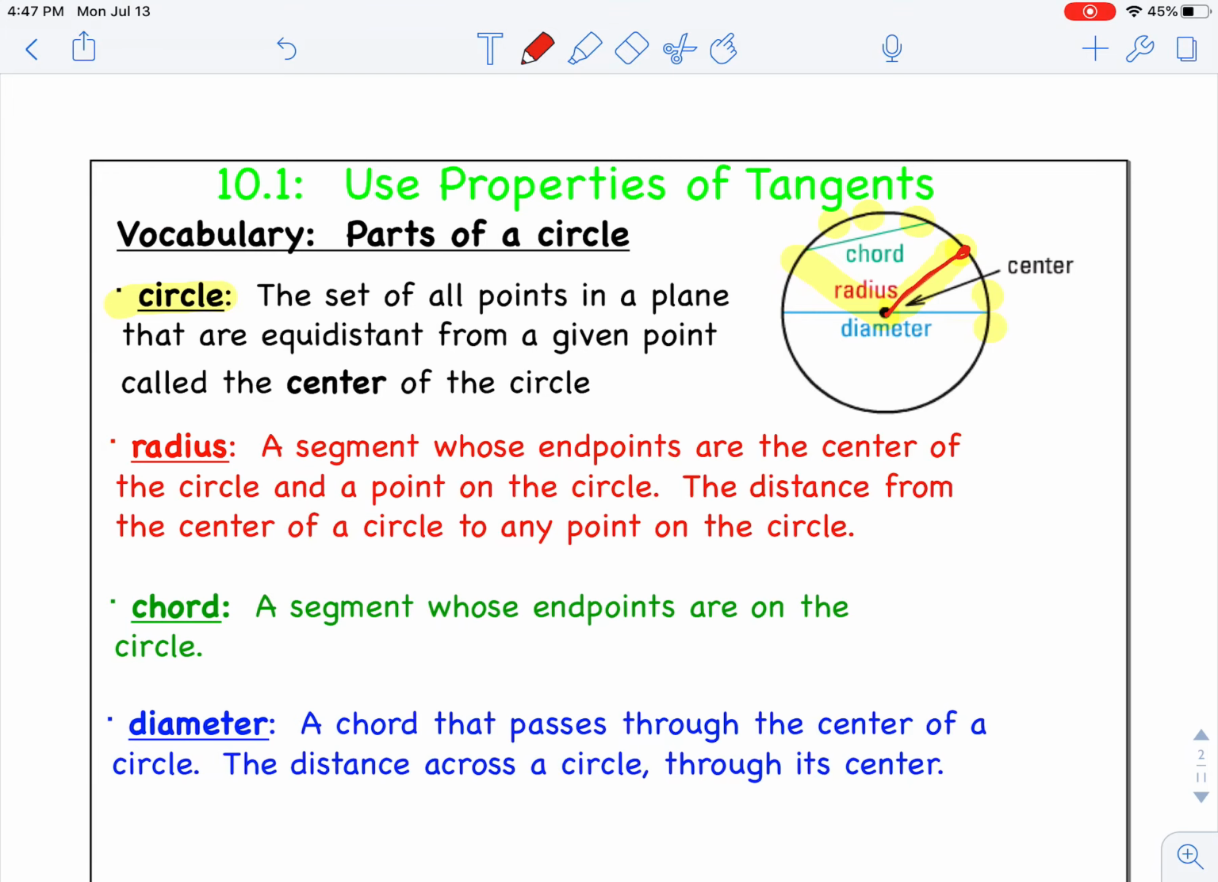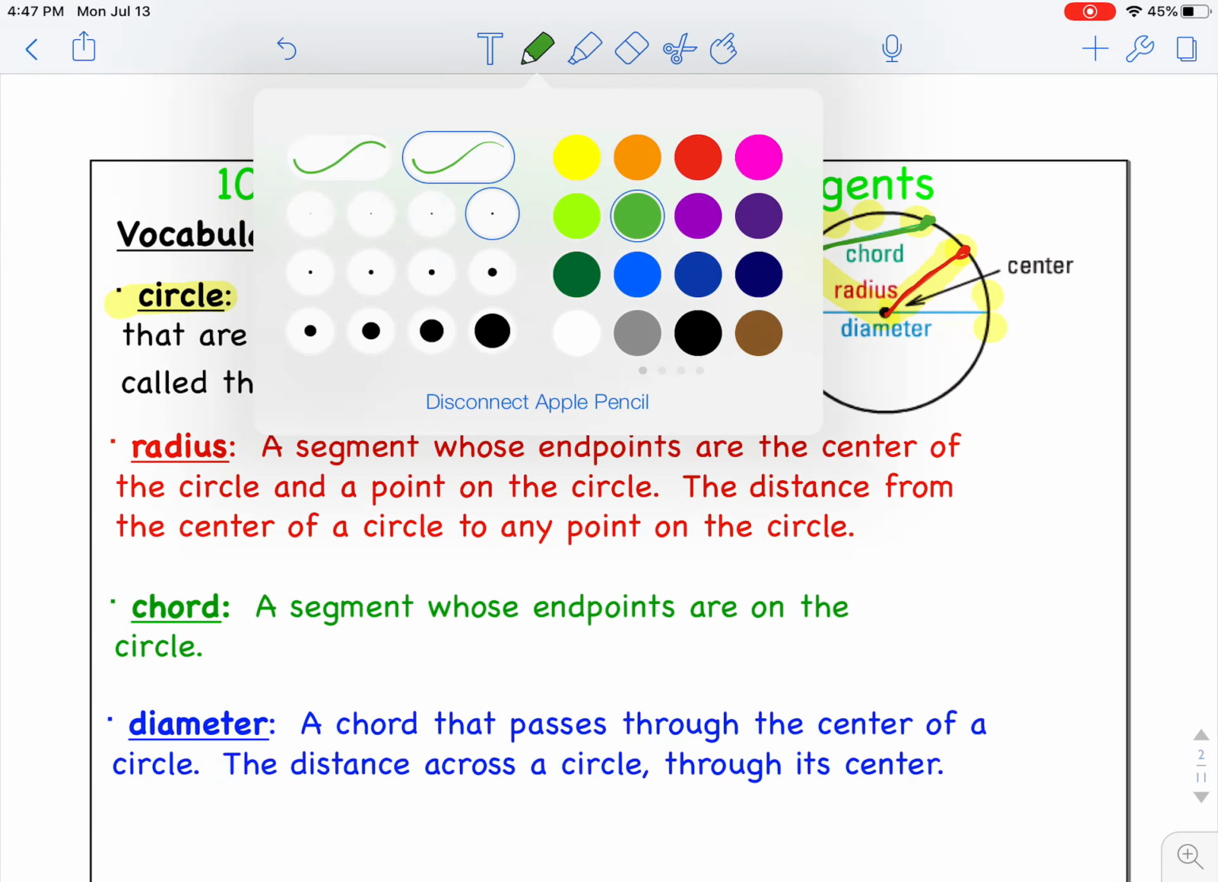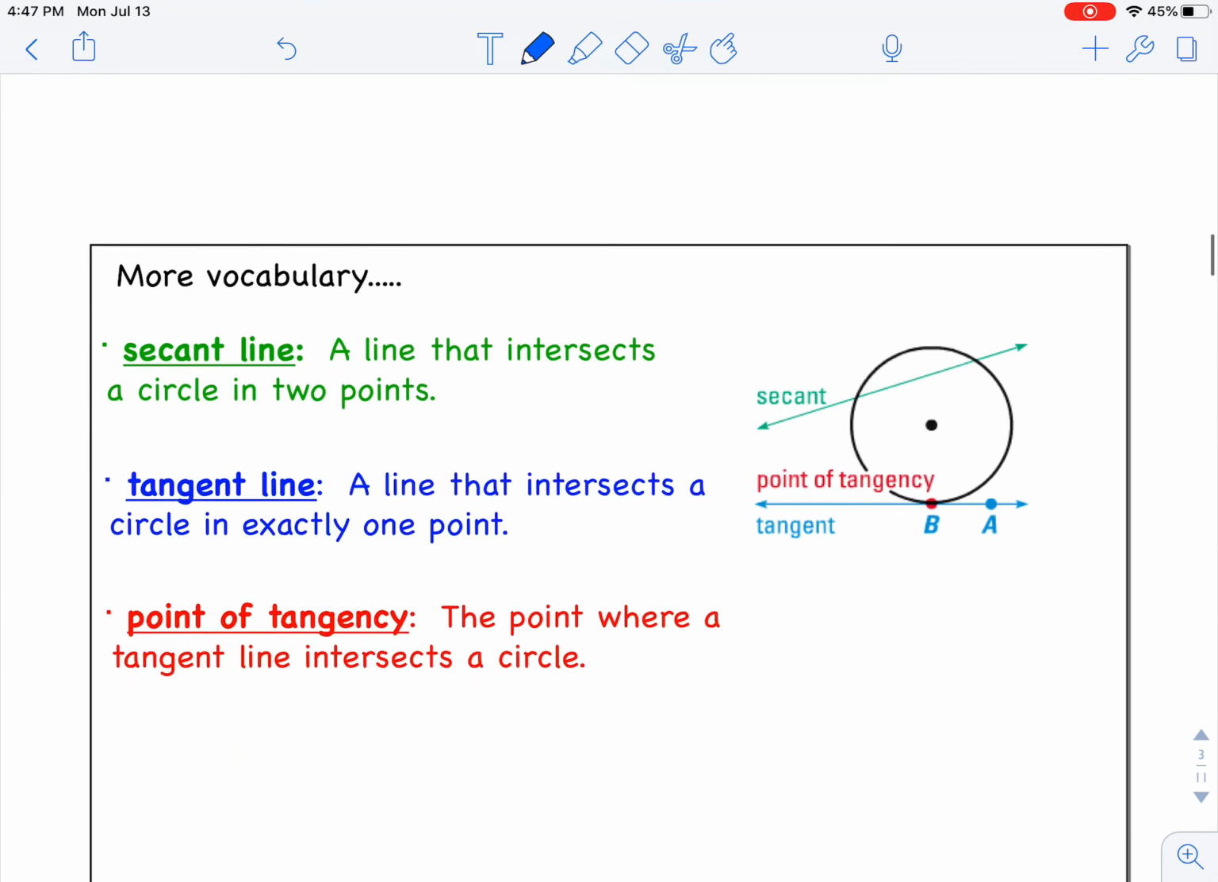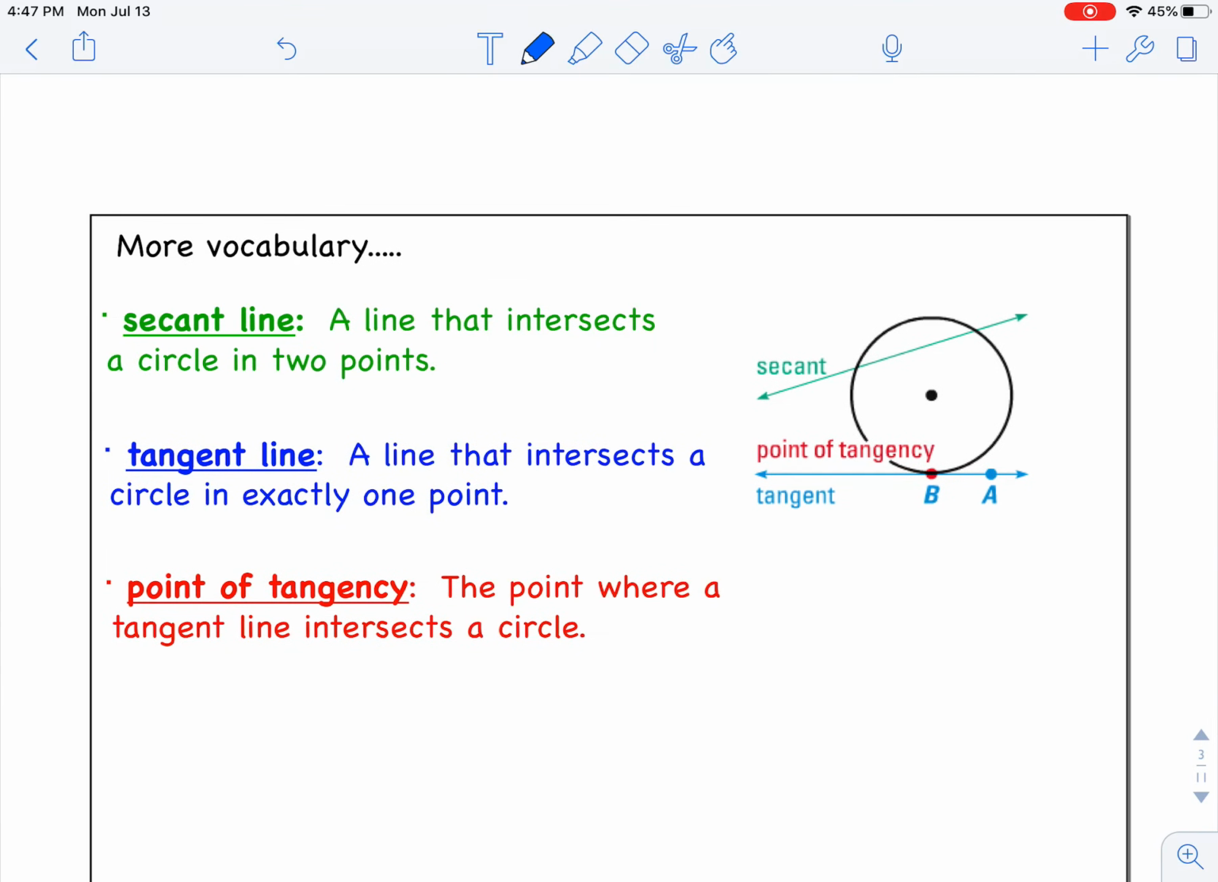A chord is a segment whose endpoints are on the circle. So chords don't have to be through the center, although they can, and if they are, they will be a diameter. So here's a chord right here. So it has endpoints on the circle. And a diameter is a special chord that passes through the center of the circle, and it's the distance across the entire circle. So it's really twice the radius, which you are familiar with as well.